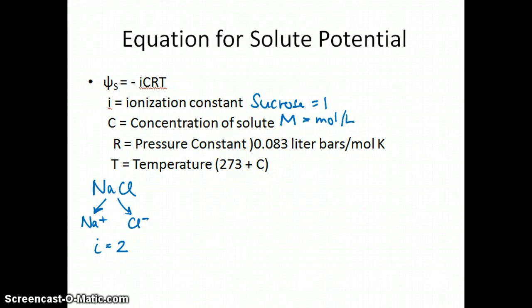So you should be able to figure out the solute potential for your solutions. If I was to give you any solution concentration, you should be able to figure out the solute potential.